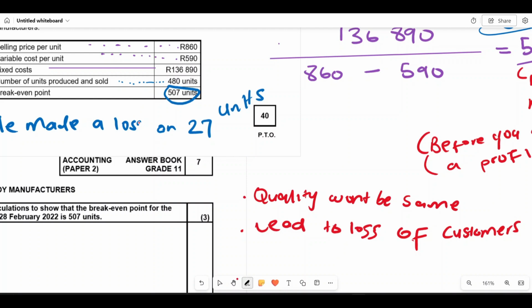So basically, any valid point that you give, as long as you justify it adequately, you're going to be marked correct. So here, my points, or rather, I said I do not agree with the decision. The reason being is that the quality won't be the same, and this may lead to loss of customers, right?